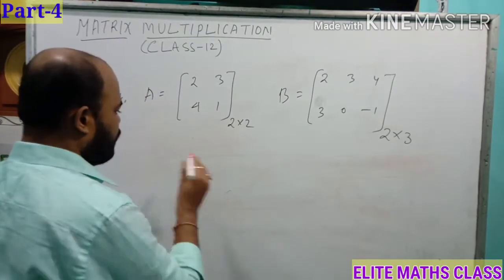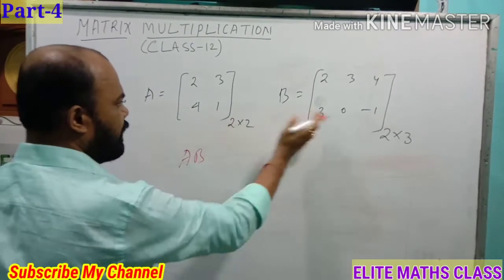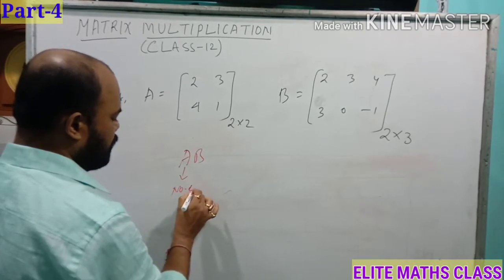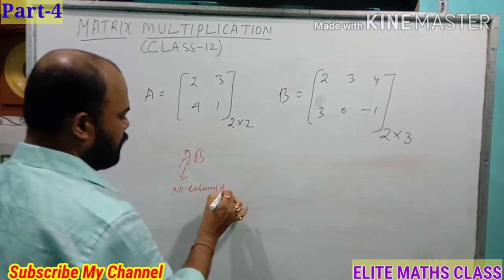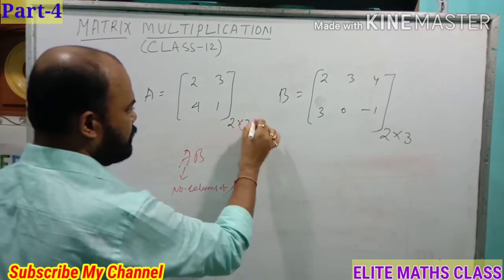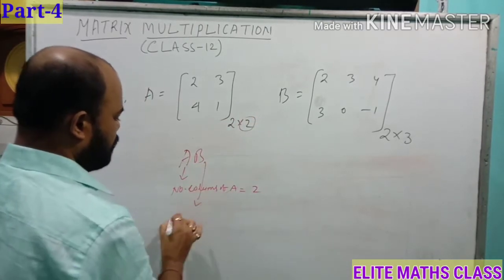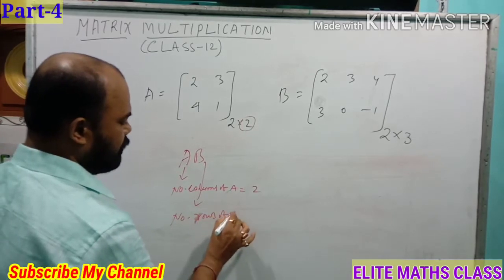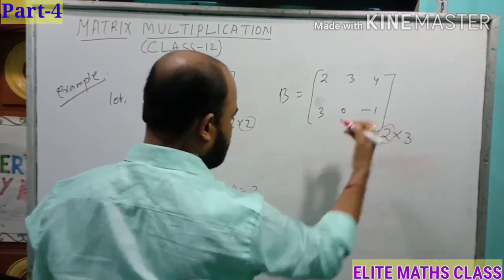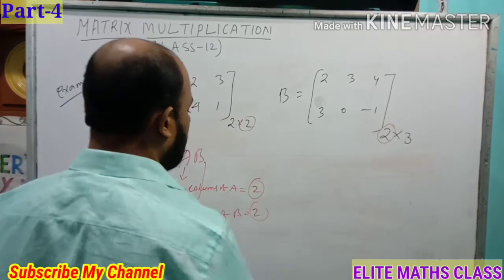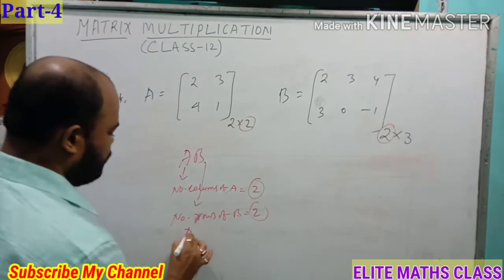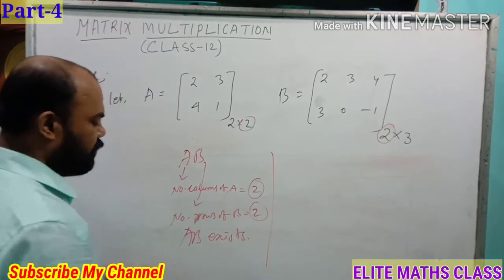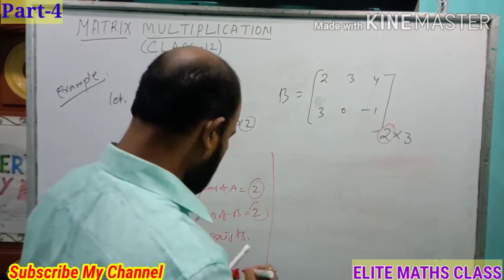See here, for finding AB, the number of columns of A equal to what? It is 2. Number of rows of B, what is it? It is 2. Both are equal. So AB exists. For this example, we can find AB. Next, I am finding AB.